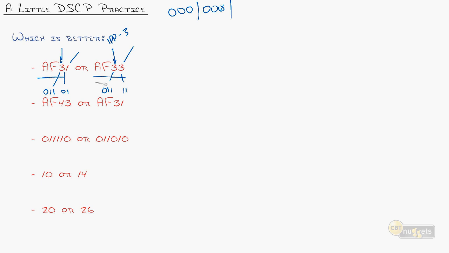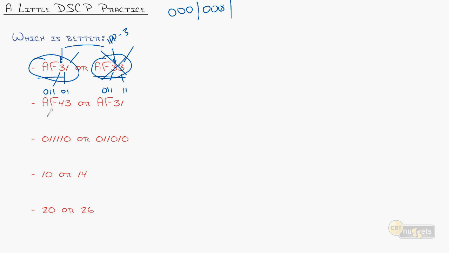So which is better on the drop precedence? Lower is better, higher is worse. I'm using all these double negatives here. I'm saying which is better, and I just circled it. So this is better. Assured forwarding 31 beats assured forwarding 33.